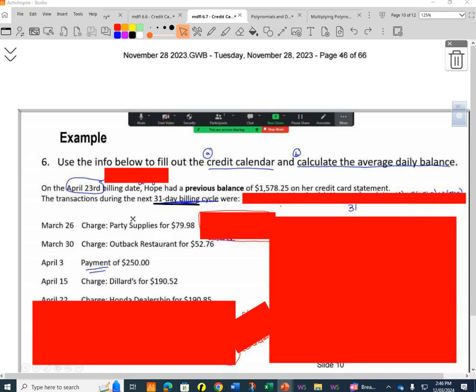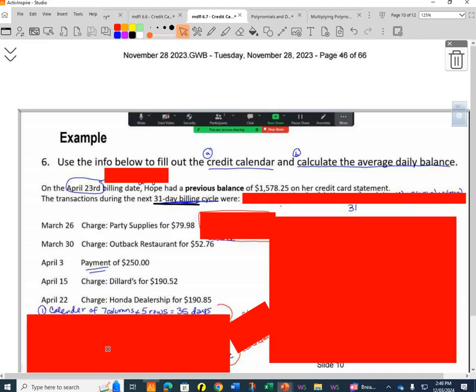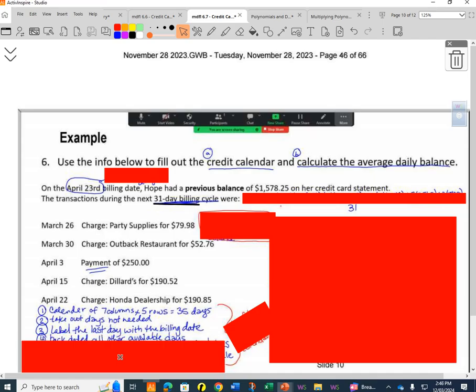Okay, so it tells us that April 23rd is the billing date. We want to be able to fill out the credit calendar and calculate the average daily balance. To fill out the calendar, it is a calendar of 7 columns plus 5 rows. There's 35 days, but you're not going to use all 35 days. There are no billing cycles that are 35 days. They'll either be 30 or 31, so you'll never use all the boxes. You're going to take out the days that you don't need. We're going to label the last day with the billing date and backdate all the other available days.